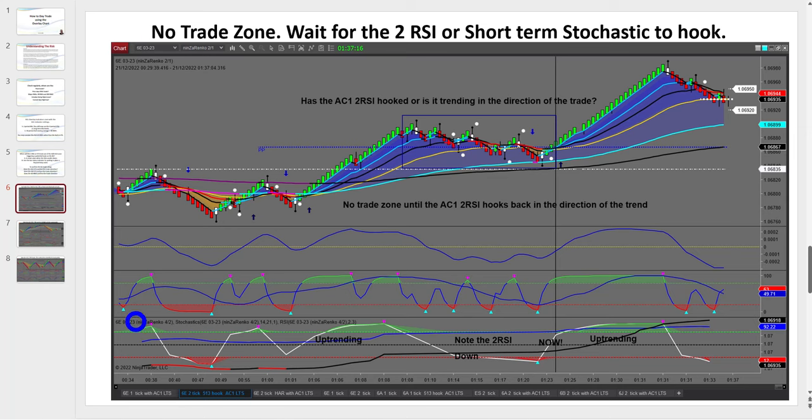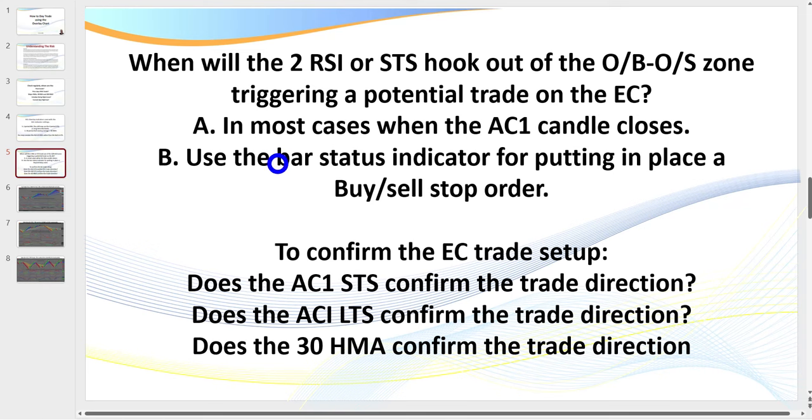So with these hooks that you have, they will vary depending on the time frame, but I'll show you in a moment how you know exactly when they're going to hook. Well, actually it's right here. In most cases, when the anchor chart one candle closes, you'll have the two period RSI or the short-term stochastic hook at that same time.